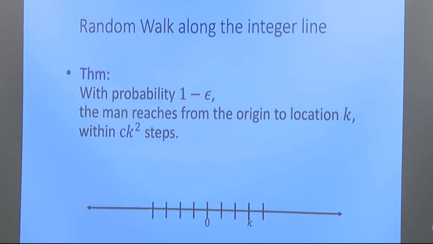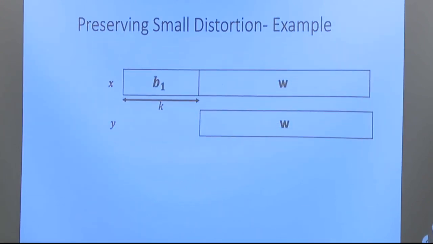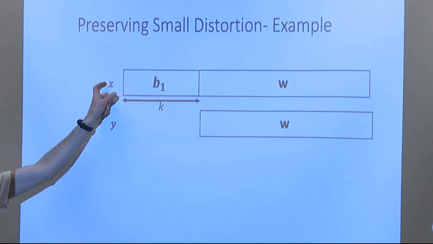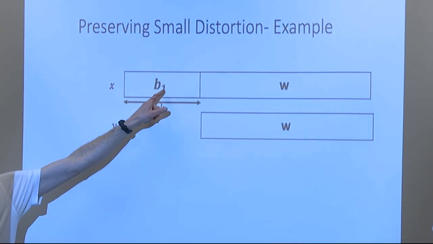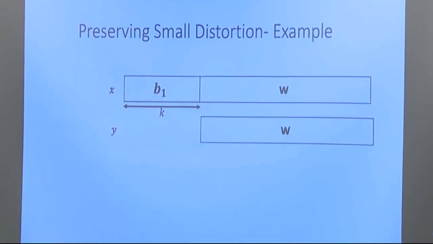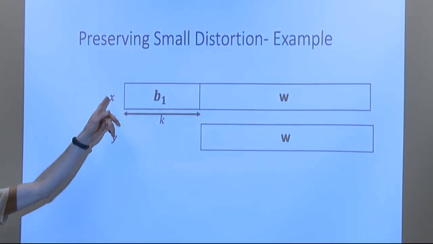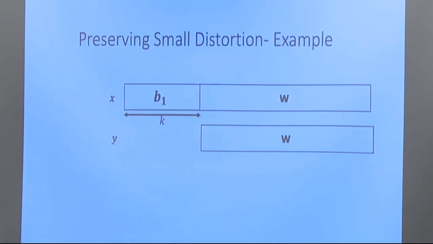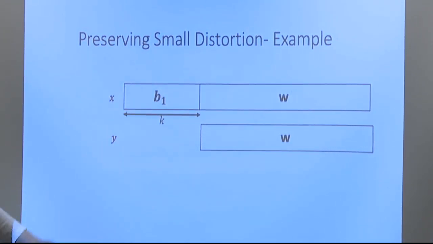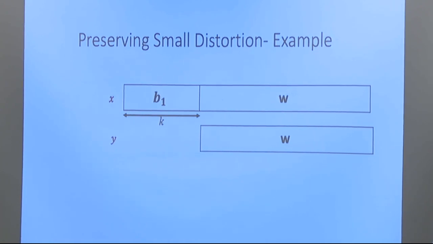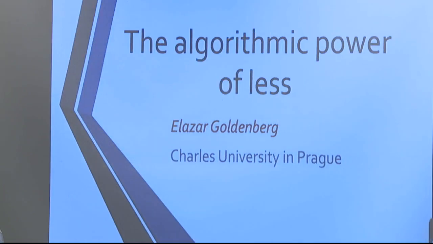Okay? So let's do the analysis for a special case, but this special case will show all the ingredients of the proof. Suppose we have x and y, which are not of the same length. X has some block B1 of length k at the beginning, and y is the same string, except that this block B1 is deleted. Okay?